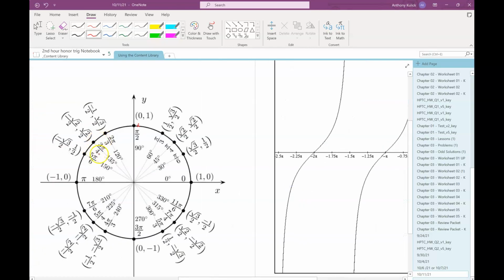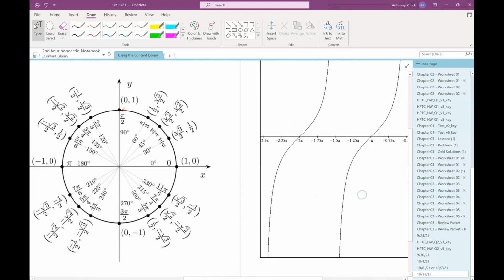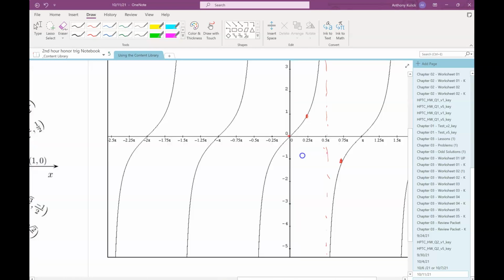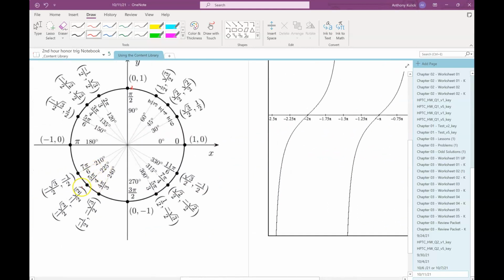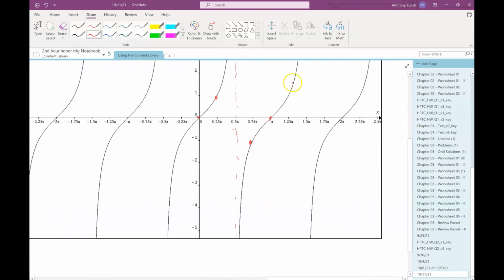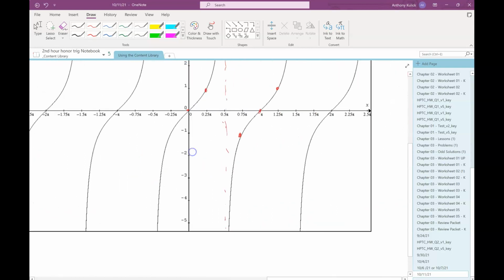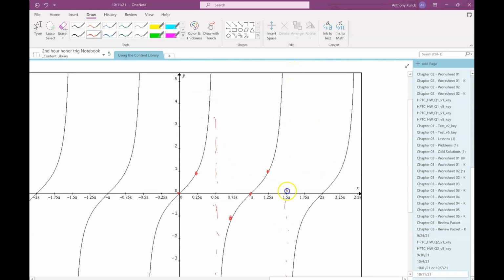At 3 pi over 4, we're going to have root 2 over 2 over negative root 2 over 2. So that's -1. So down here, at pi, we're going to be 0 over -1, which is 0. At 5 pi over 4, we're going to have negative root 2 over 2 divided by negative root 2 over 2, which is +1. And then at 3 pi over 2, we're going to have -1 over 0, so undefined again. So that's my asymptote. And it'll just kind of continue on like that.